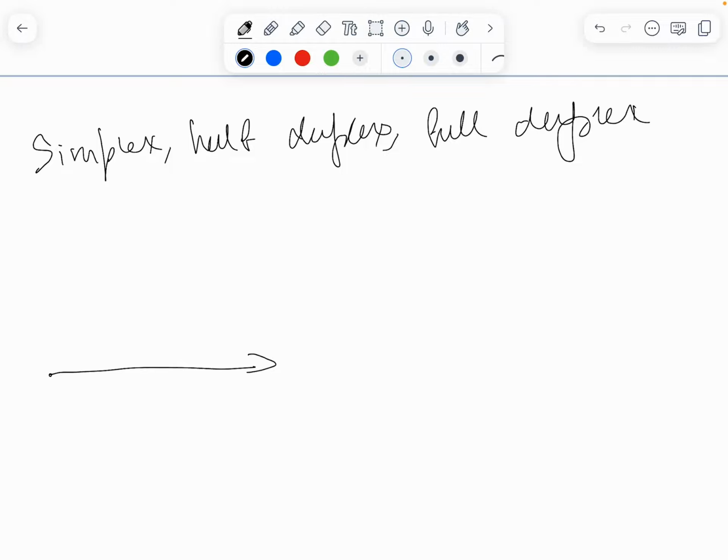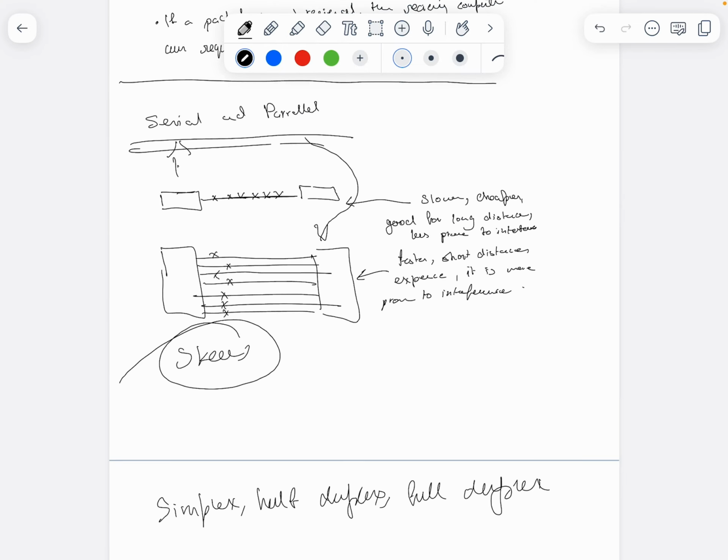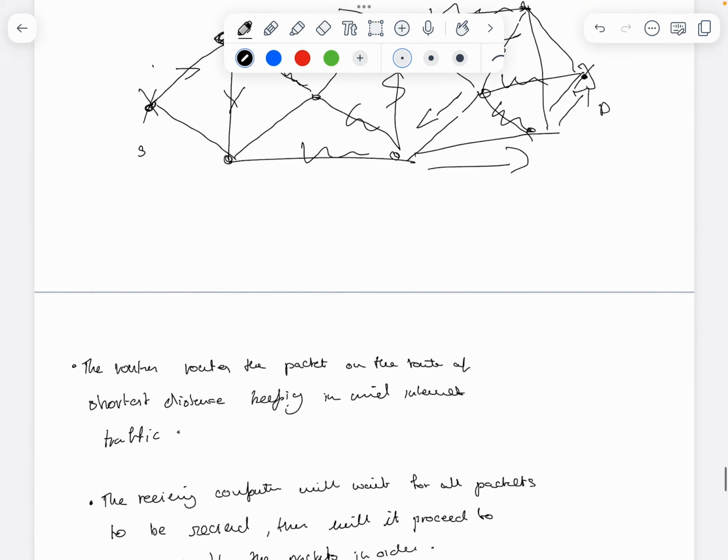Parallel simplex is multiple bits transmitted simultaneously in one direction only. Parallel half duplex is multiple wires and multiple bits in both directions, but only one direction at a time. And parallel full duplex is multiple wires sending multiple bits in both directions simultaneously. And that's all you really need to know for this topic. These are the main key points.